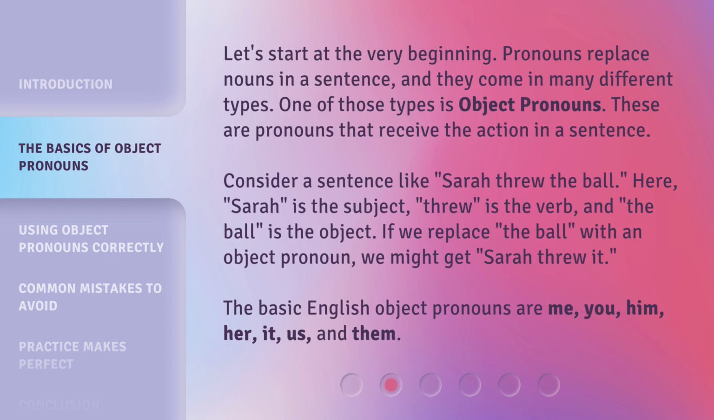Consider a sentence like, Sarah threw the ball. Here, Sarah is the subject, threw is the verb, and the ball is the object. If we replace the ball with an object pronoun, we might get, Sarah threw it. The basic English object pronouns are me, you, him, her, it, us, and them.